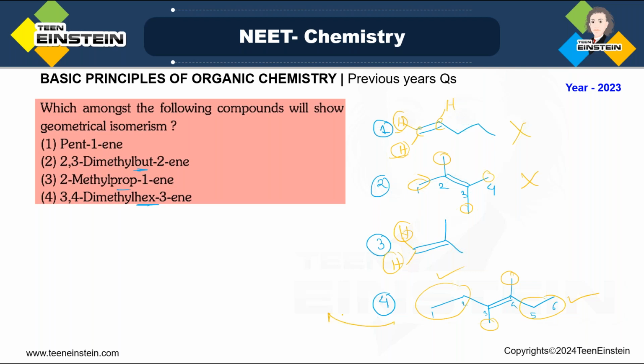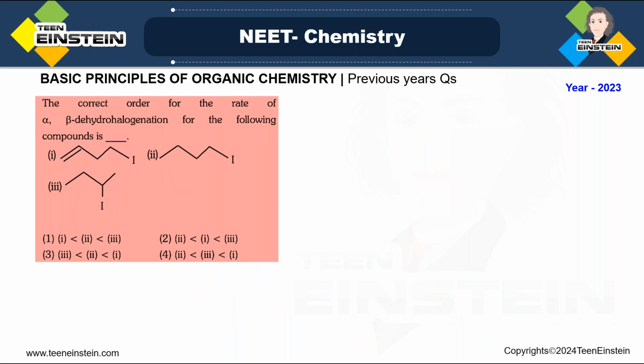And the other geometrical isomer will be like this, where both the ethyl groups will be on the same side and the methyl groups on the same side. So this is the GI of the molecule which is present in 4. So that is why this will be the correct option, not the other 3.